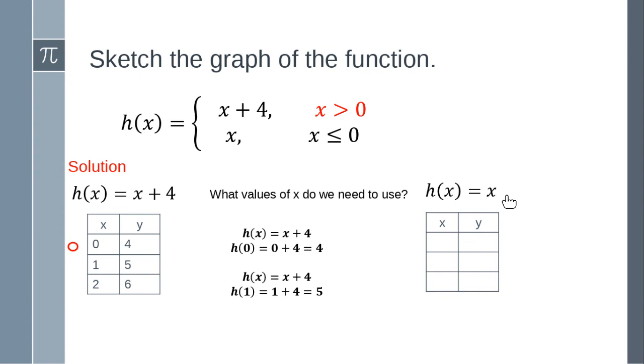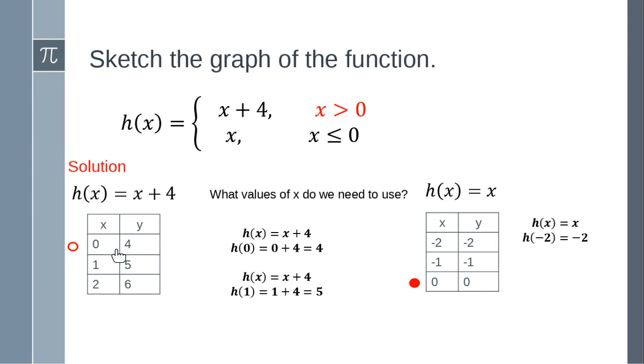Again, for the second one, I want to use values that are less than 0. So easy numbers, again, -2, -1. On this particular one, I do want to use 0, because it's part of my domain. It says that I can include 0. So when I plug in -2, my y value is going to be the same, -2, -1, and 0.